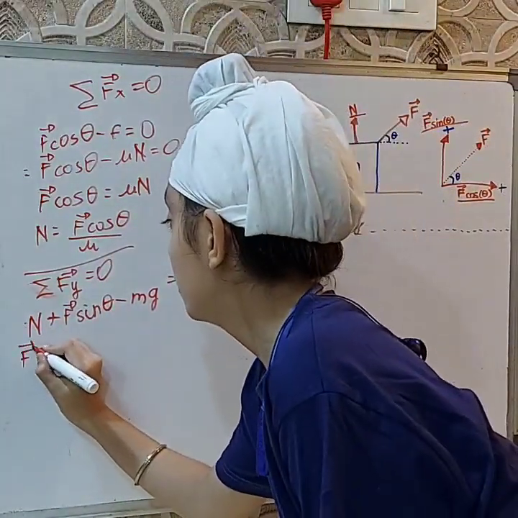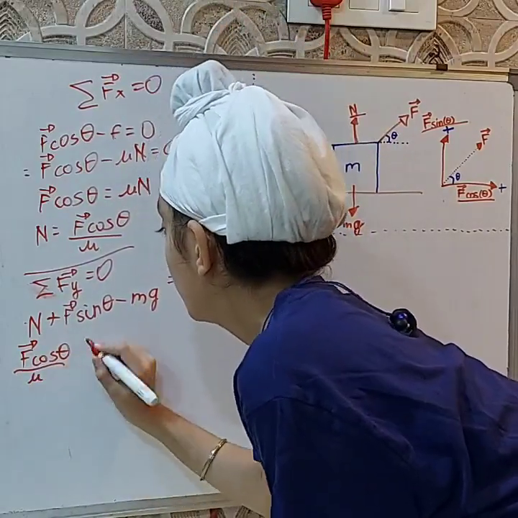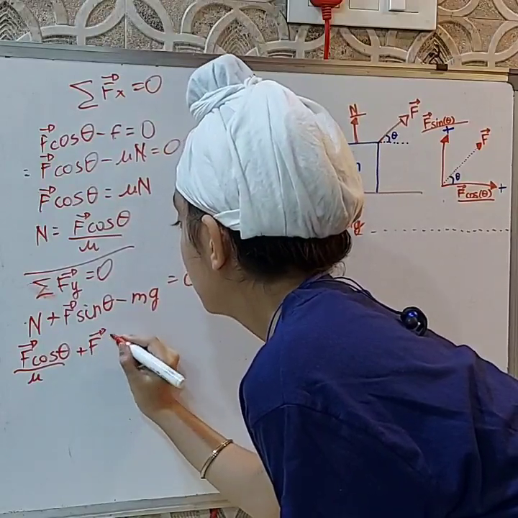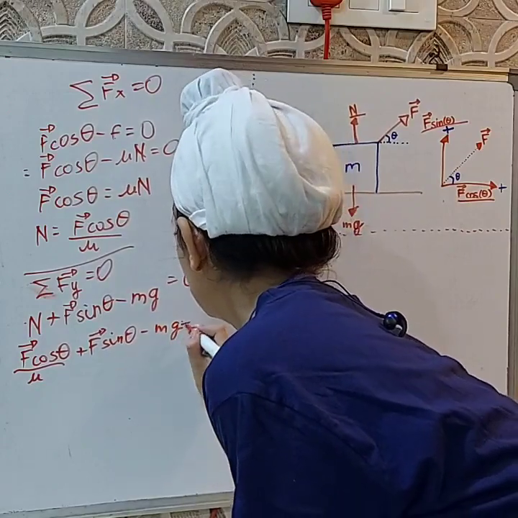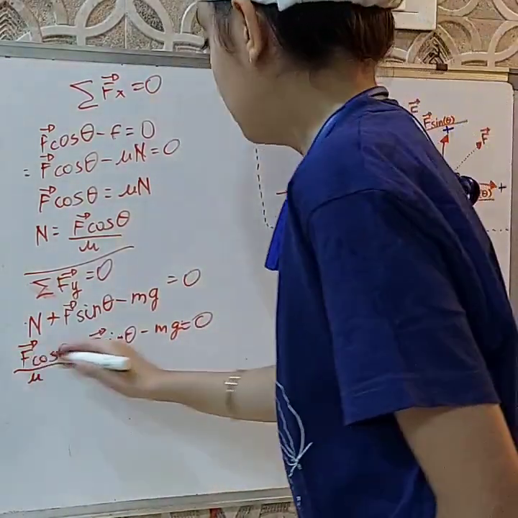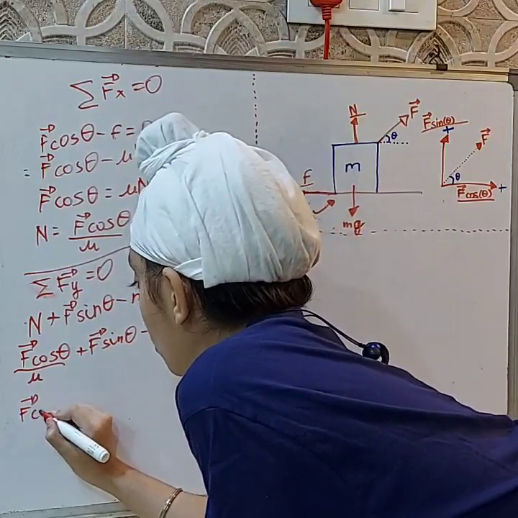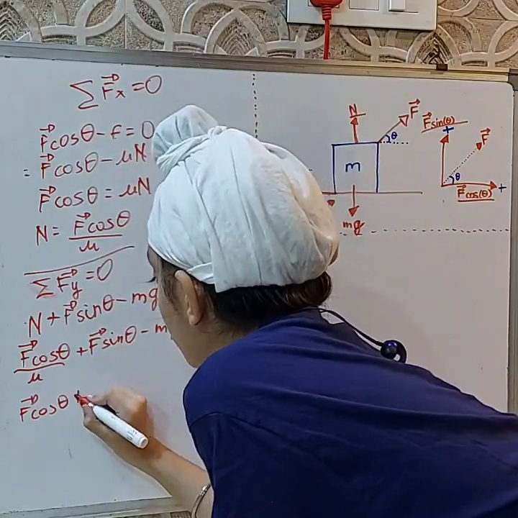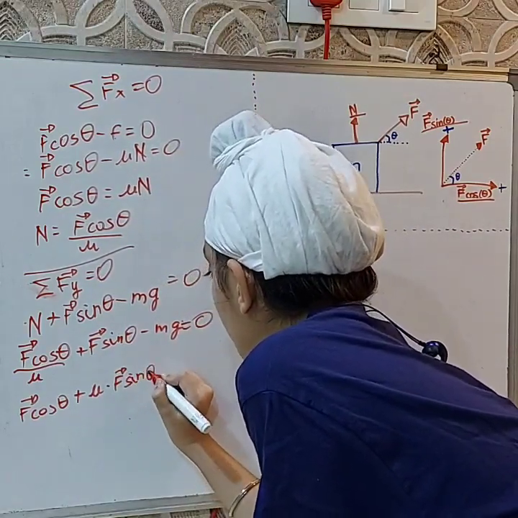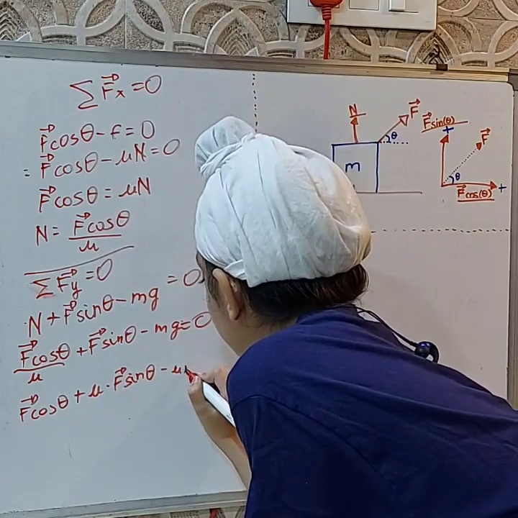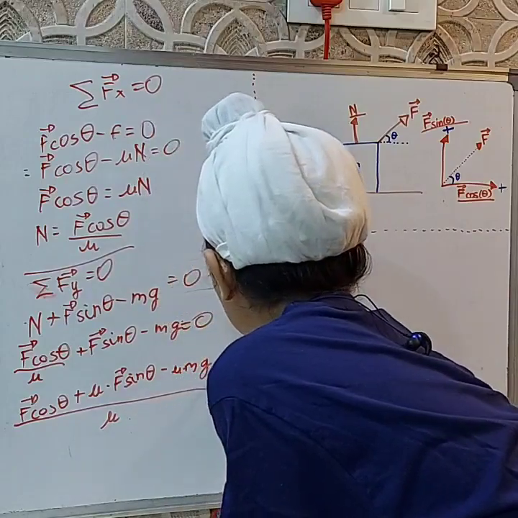So F cosine theta divided by mu plus F sine theta minus mg is equal to 0. Now I can make the denominator common as mu. So F cosine theta plus mu times F sine theta minus mu times mg, divided by mu, is equal to 0.